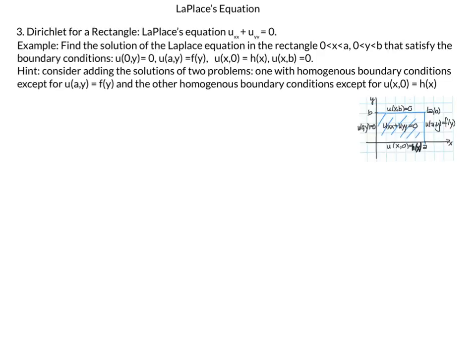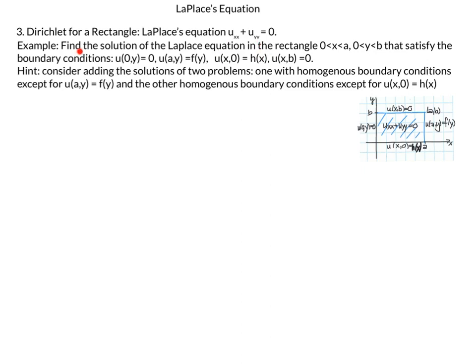I have two more problems to show you. The first one is kind of long. The second one we're going to go through very quickly. So our first problem is Dirichlet for a rectangle, which is fairly straightforward. But now the difference is two of our boundaries, here and here, are going to be equal to a function.